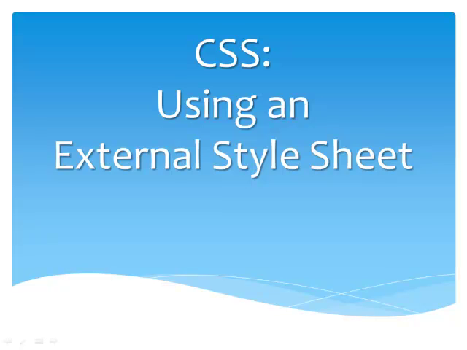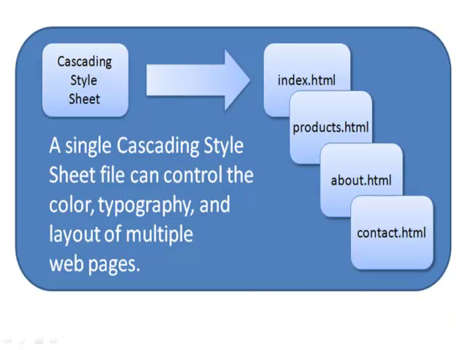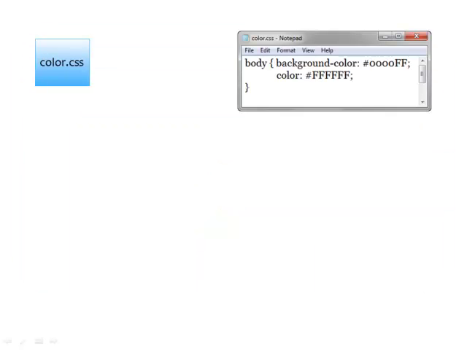This video note introduces you to using CSS and external style sheets. When you store style rules in an external file, you can configure the color, text, and layout of multiple web pages all at once. In this example, we'll create an external style sheet named color.css and associate it with a web page. The color.css file configures global style rules for the page, including background color and text color.